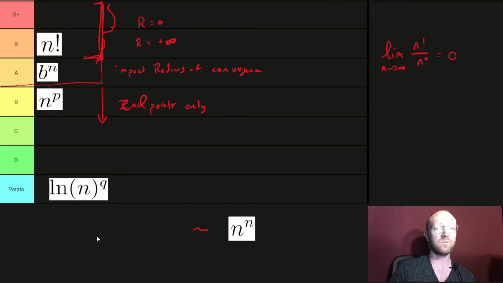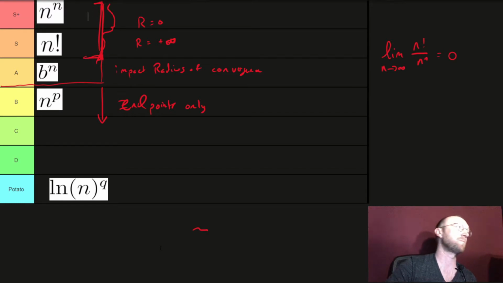Now, here's some interesting things. How much of a gap is there? So if we do the ratio test, we can kind of find. So n to the n, that's our S plus tier. That's S plus.